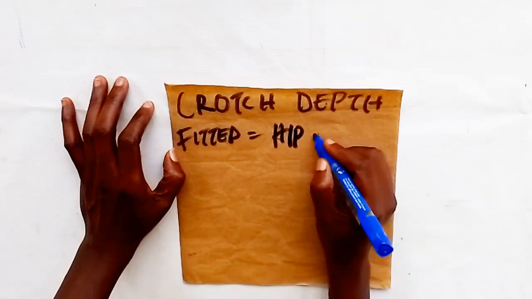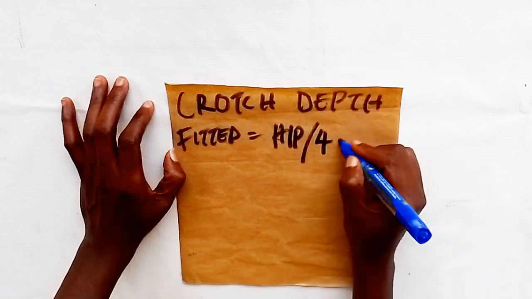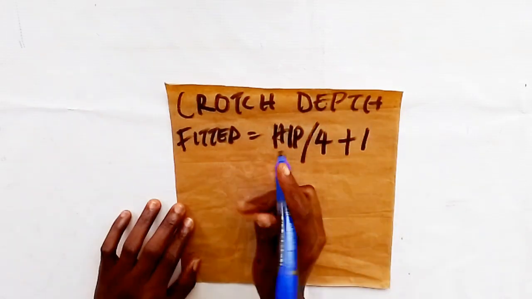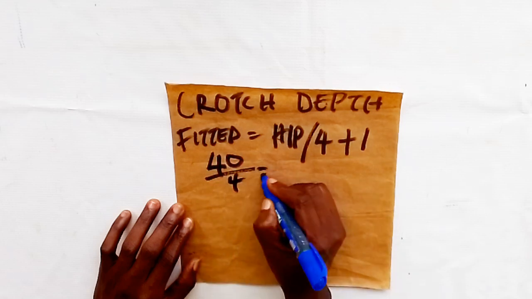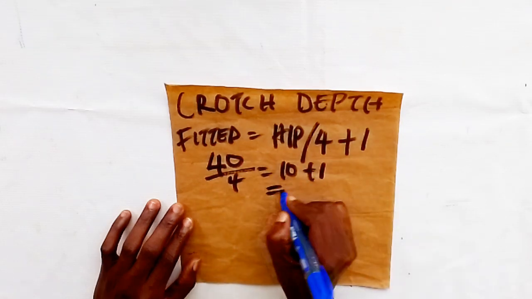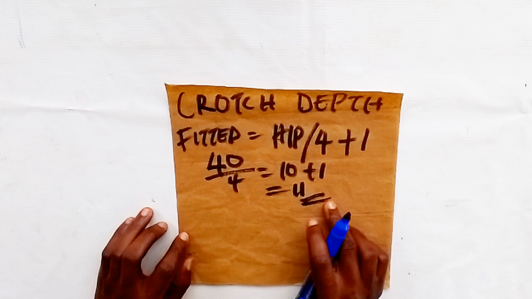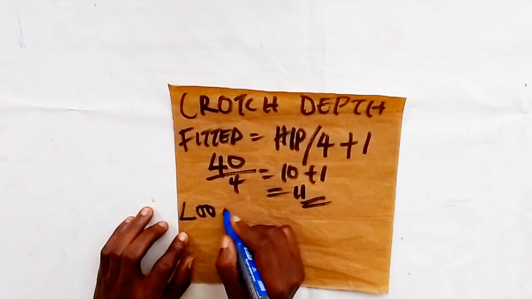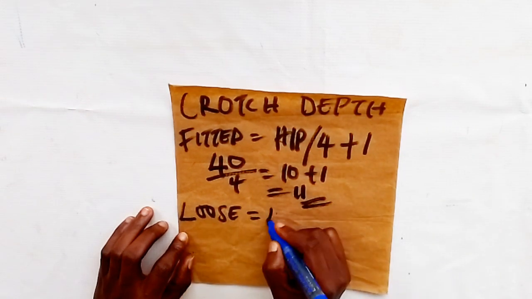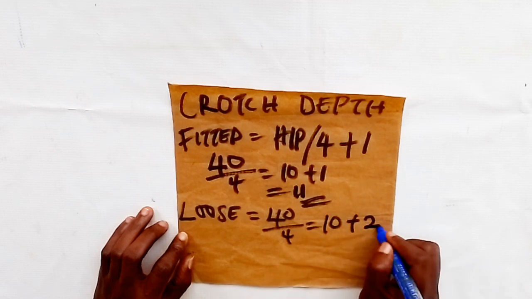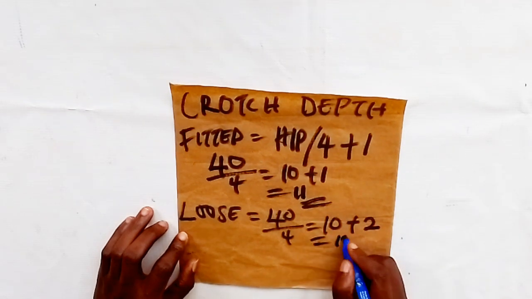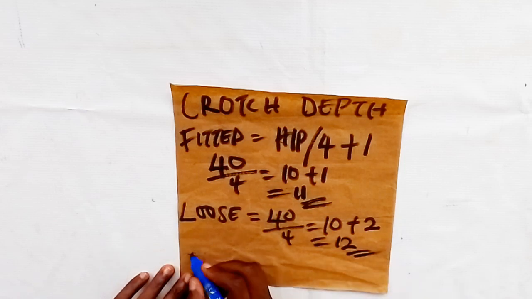For a fitted pant, you want to divide your round hip circumference by 4 and add 1 inch. Let's take for example, your hip is 40 inches, divided by 4, that is 10, plus 1 inch, that is 11 inches. So that's your crotch depth. For a loose pant or a free pant, you can just do 40 divided by 4, which is 10 inches, plus 2 inches, which will give us 12 inches. That is your crotch depth.